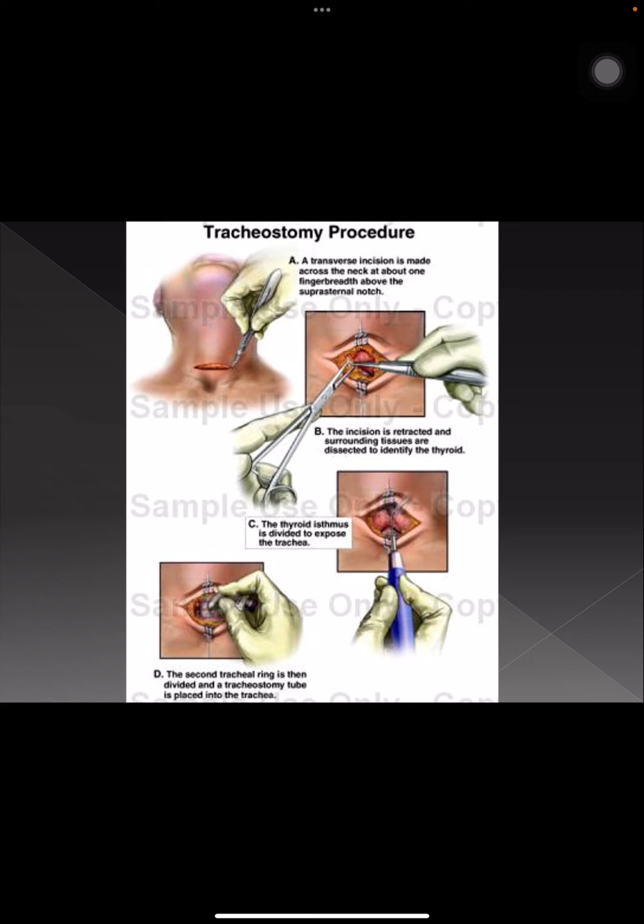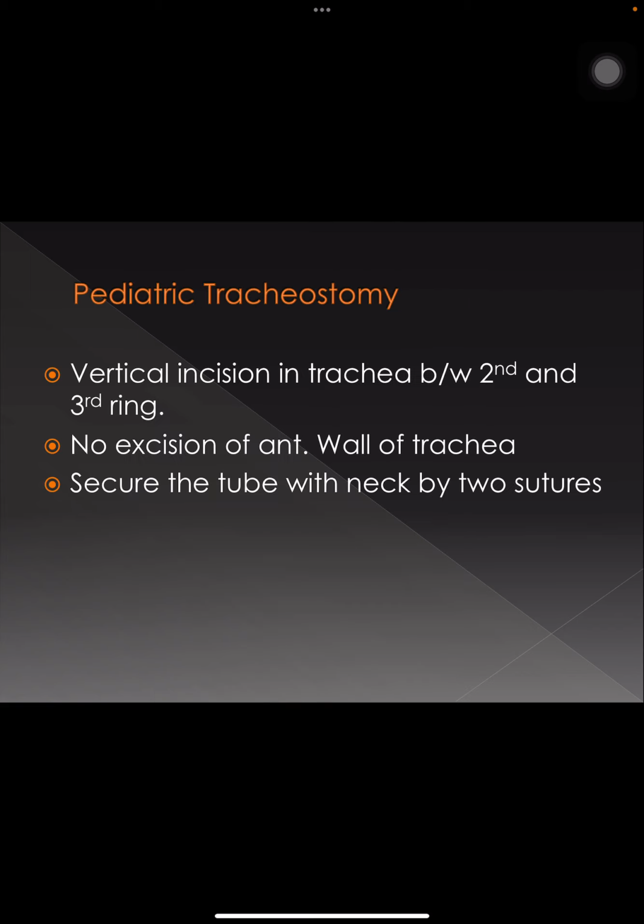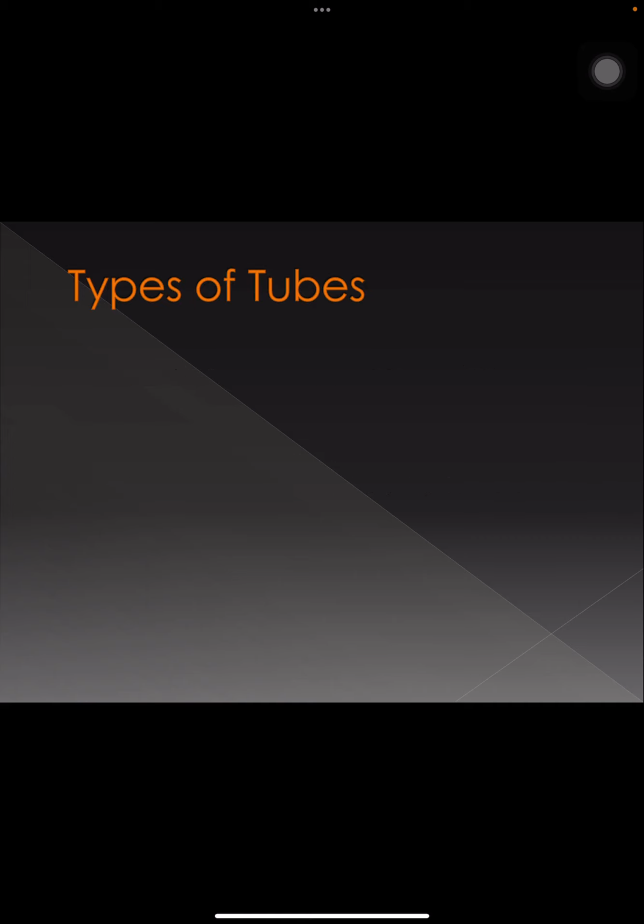Here it is done as an elective procedure with a horizontal incision. Coming to pediatric tracheostomy, here a vertical incision is preferred in the trachea between the second and the third tracheal rings, and there is no excision of the anterior wall of the trachea. The tube is secured using 2 sutures at the neck.